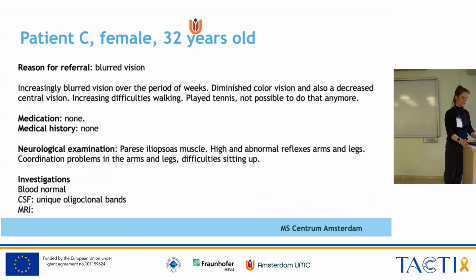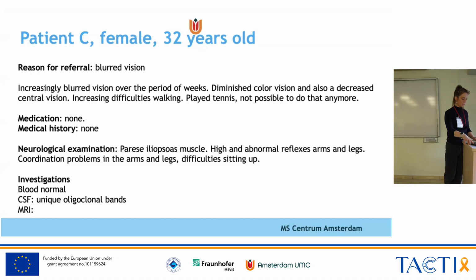So this one didn't play tennis, but well, I'm not sure what it was, but it was not possible to do that anymore. And that is what we hear quite often. So people go to sports, and then that is the thing that they notice, oh, I can't do it anymore. Football is a little bit imbalanced. So this person also was healthy, and upon examination there was a slight paresis with abnormal reflexes and also a visible coordination problem, and she had difficulty sitting up.